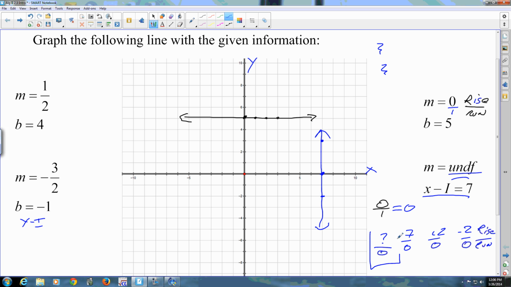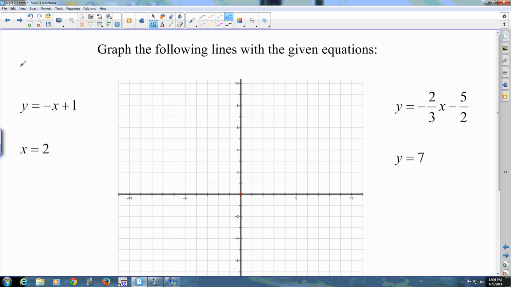An undefined slope means that you're rising some number, but you're not running. That creates vertical. A slope of 0 means that it's a horizontal line. It means that you're not rising, but you are running. It doesn't matter what the number is. You can go backwards 3, but you don't rise. Okay?